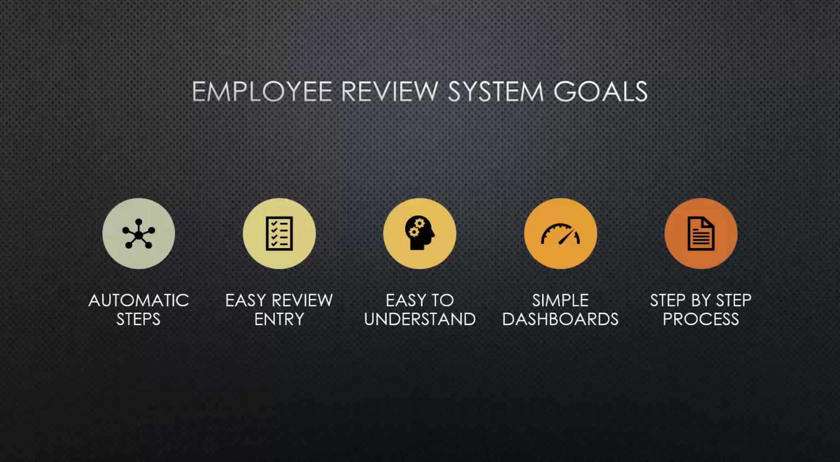Some key goals for the employee review system: we want to have automatic steps. We want to make sure we do automation. We want it to be easy to enter review information. We want it easy to understand. We don't want to have anything complicated about this at all. We want to have some nice, simple dashboards that all of the employees can look at to see progress and where we are in the review process. And we want to have it broken out into nice, simple to understand steps, step-by-step process.